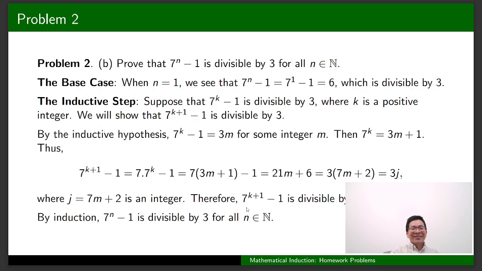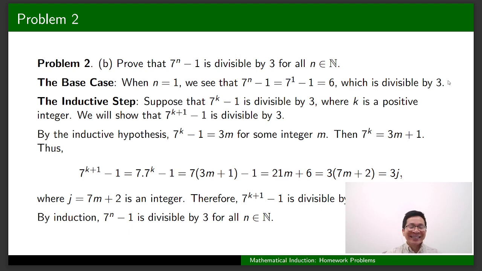Interesting. Now, let's move to the second problem, in which we have to show that 7 to the n minus 1 is divisible by 3 for all n in N. The base case is quite simple because when n is 1, 7 to the n minus 1 is 7 minus 1, which is 6. 6 is divisible by 3 because 6 divided by 3 is 2.